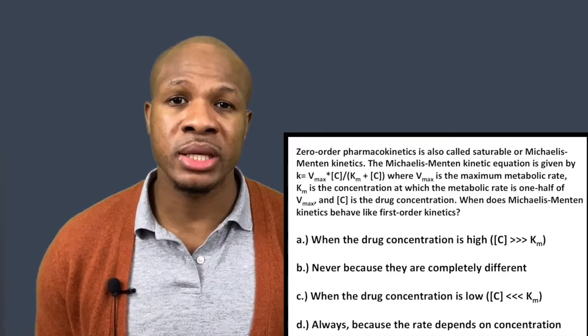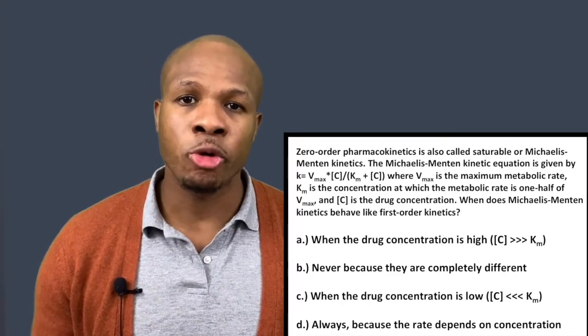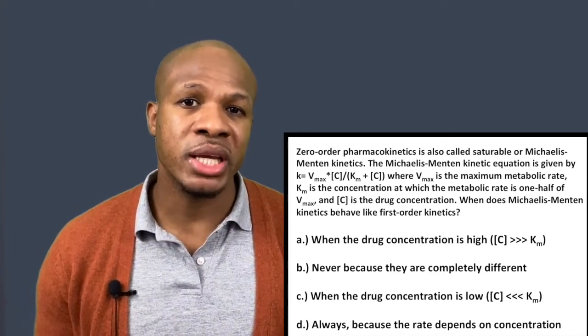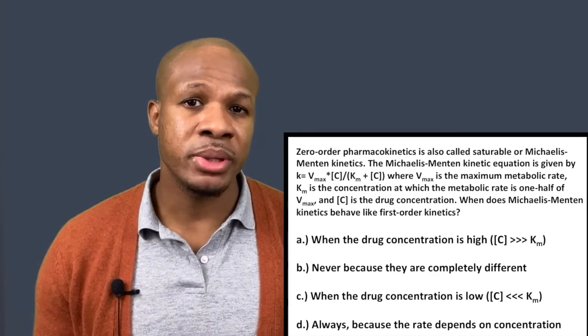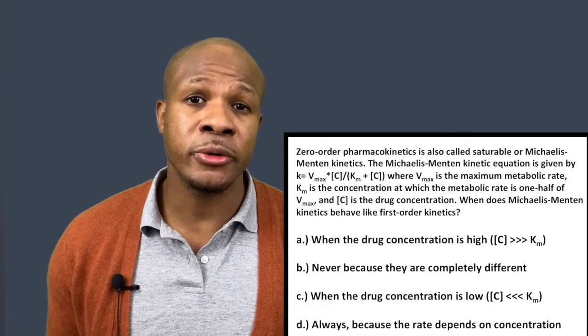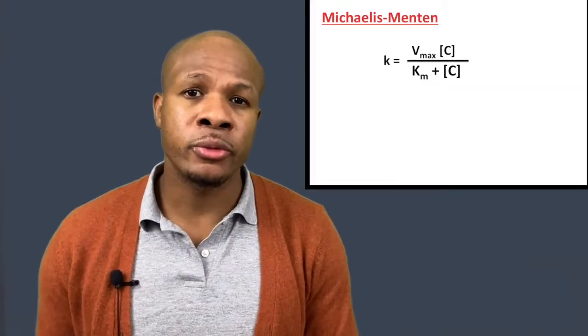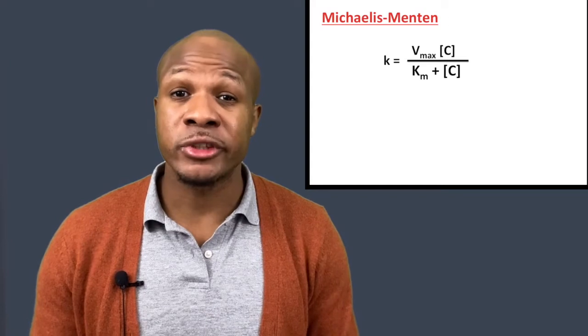So Michaelis-Menten kinetics is basically zero order pharmacokinetics. But if you look at the equation, there's some flexibility in that equation where there's a certain period or a certain range where the rate of elimination behaves like first order kinetics.